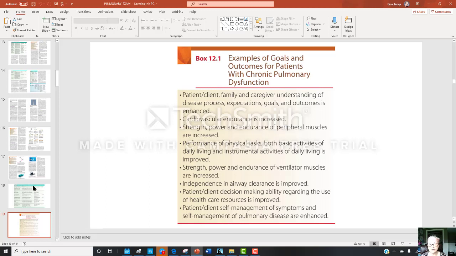Strength, power, and endurance of ventilator muscles is increased. Independence in airway clearance is improved. Patient-client decision-making ability regarding the use of healthcare resources is improved. Patient-client self-management of symptoms and self-management of pulmonary disease are enhanced.